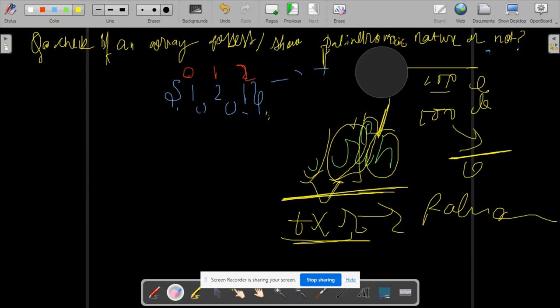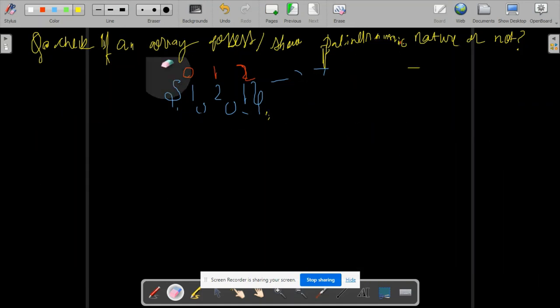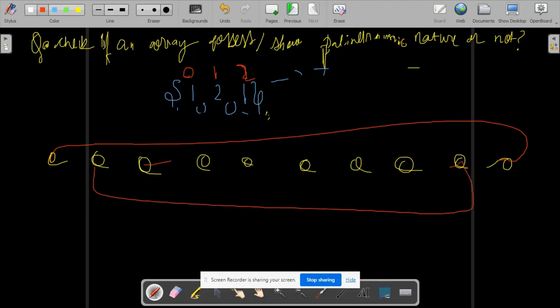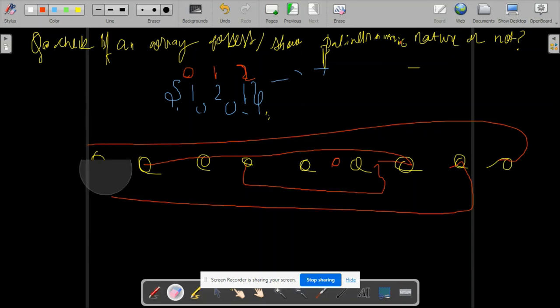This is my simple logic for this question. Suppose you are having 10 characters. These are the 10 characters. This is matching with this. This is matching with this. This is matching with this. This is matching with this. Then let me draw one more. One second, let me write it again. I wanted to show you something actually.